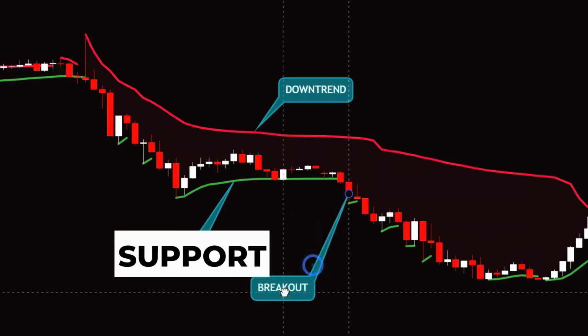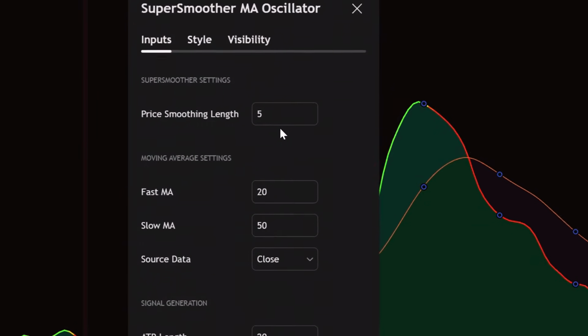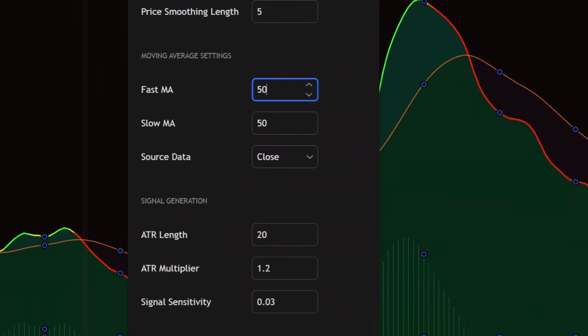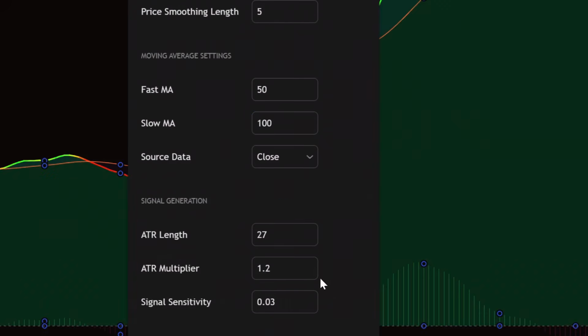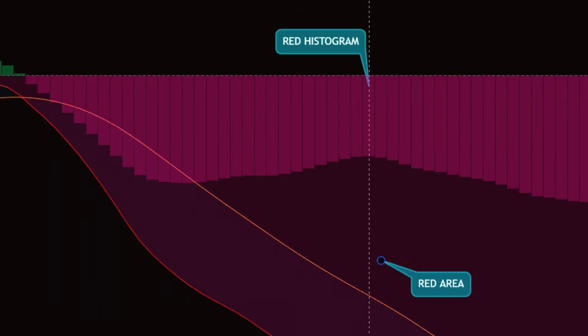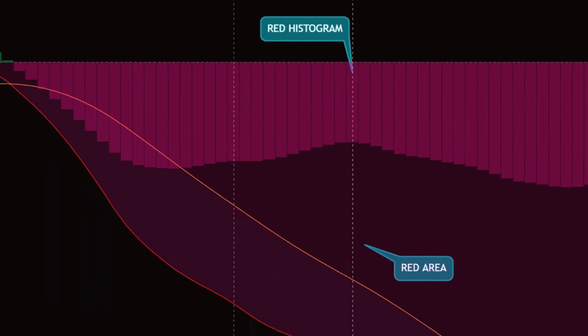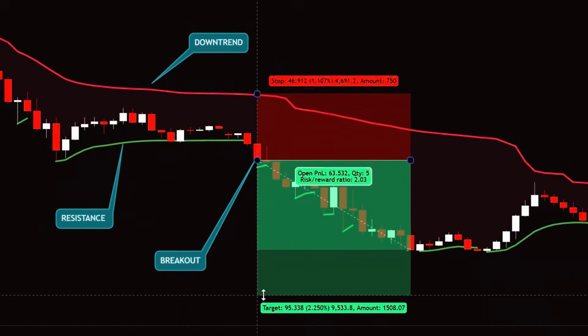But confirm it first with the super smoother MA oscillator. Fast 50, slow 100, ATR length 27. Built especially to cut out the lag and whipsaw you get from regular moving averages. Histogram red, area red, that's strong bearish momentum, and your trade is confirmed. A stop loss at the red VWAP line, target 2 times your risk, and flip it for a buy at the green resistance line.